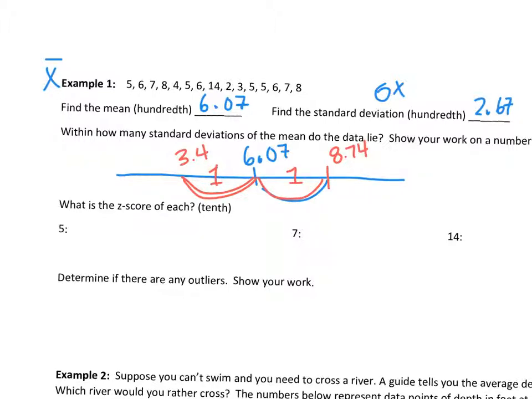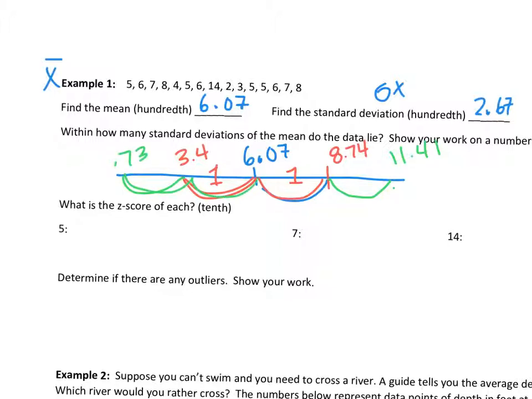So check your data set. Have we included all the numbers? Is every single one of these numbers at least 3.4 and less than or equal to 8.74? Nope, because I still have 14 and a 2 and a 3. So now I'm going to add one more standard deviation. I do 8.74 plus 2.67, and I get 11.41. And I'm going to do 3.4 minus 2.67, and I get 0.73.